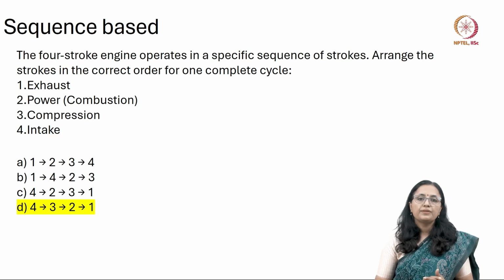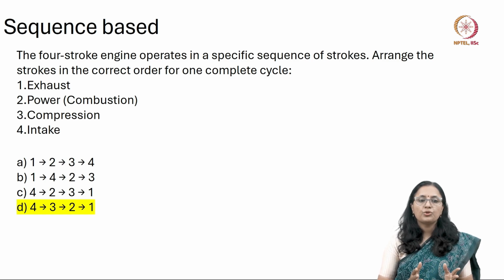The last form of multiple choice question is sequence based. We know that in our engineering subjects there are lots of processes that are discussed. One way is to ask an open-ended or constructed response question where we expect students to describe the process. But if you want to assess the same course outcome through a multiple choice question, we can use sequence based MCQs. As the question reads, the 4-stroke engine operates in a specific sequence of strokes. Arrange the strokes in the correct order for one complete cycle.